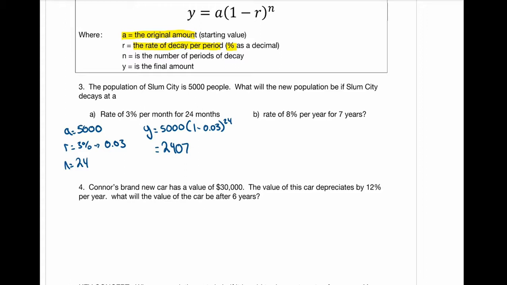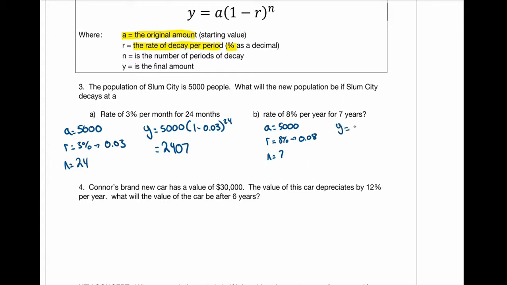For B, same idea. Even though the units are changing, that's fine, because the rate and the number of periods are in the same unit, per year. So our A value is 5,000. Our R value is now 8%, which as a decimal is 0.08, and our N is 7, because we're looking at 7 years.